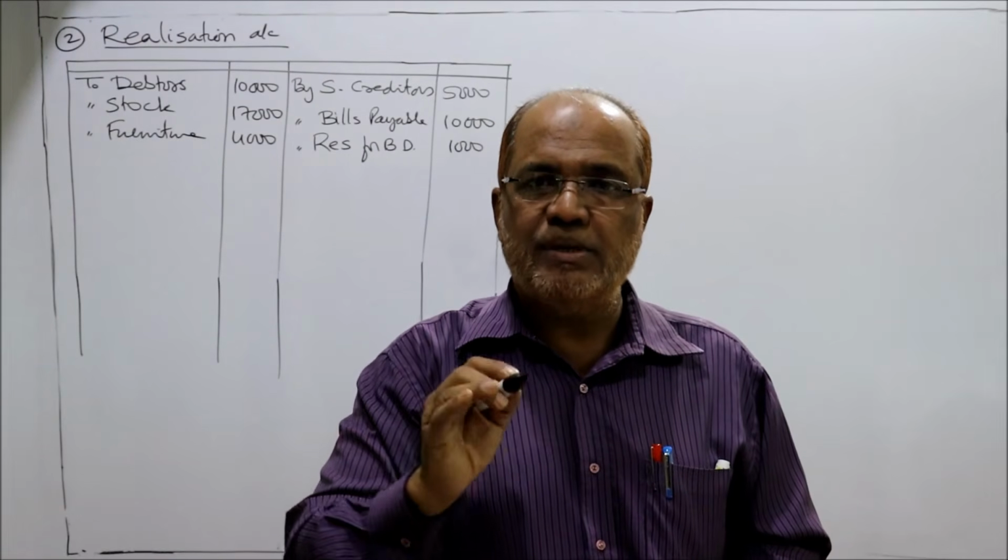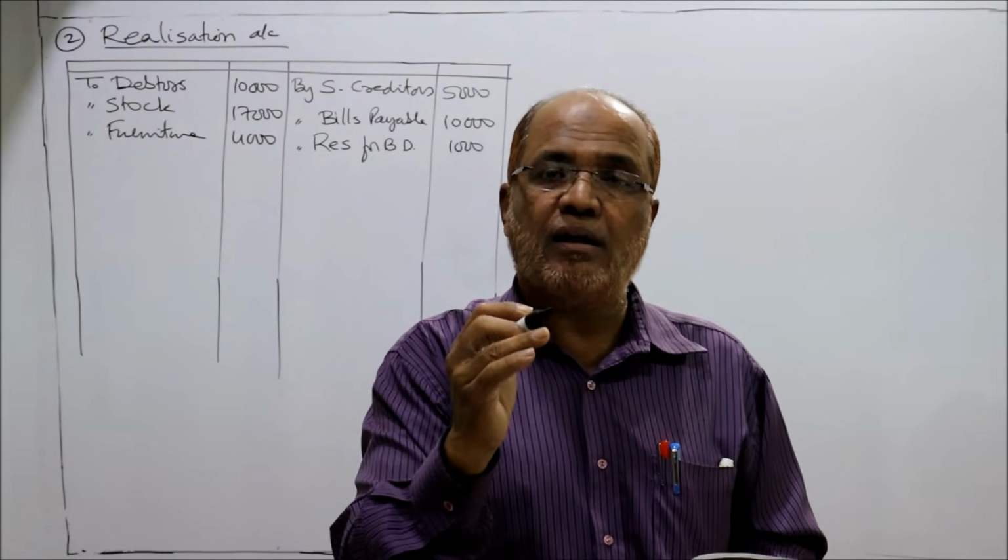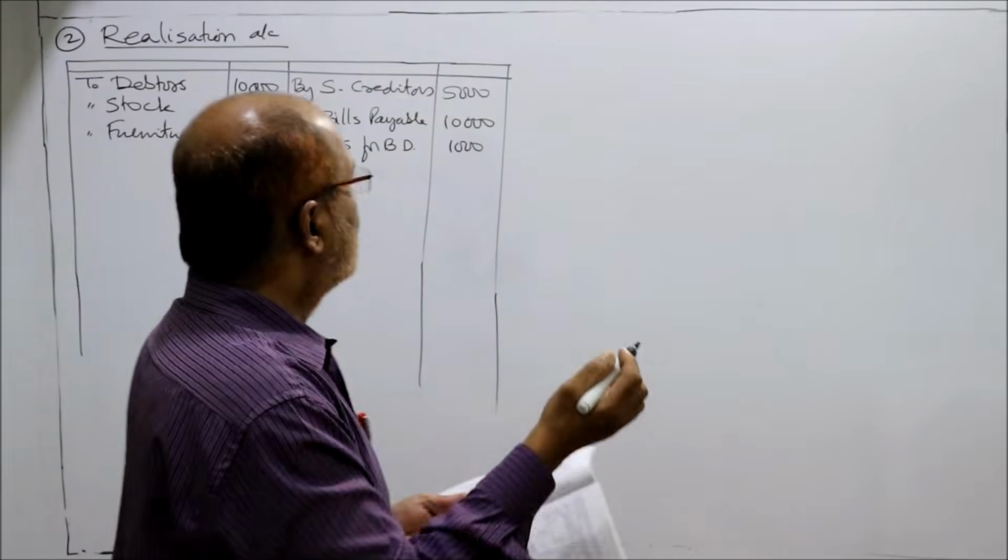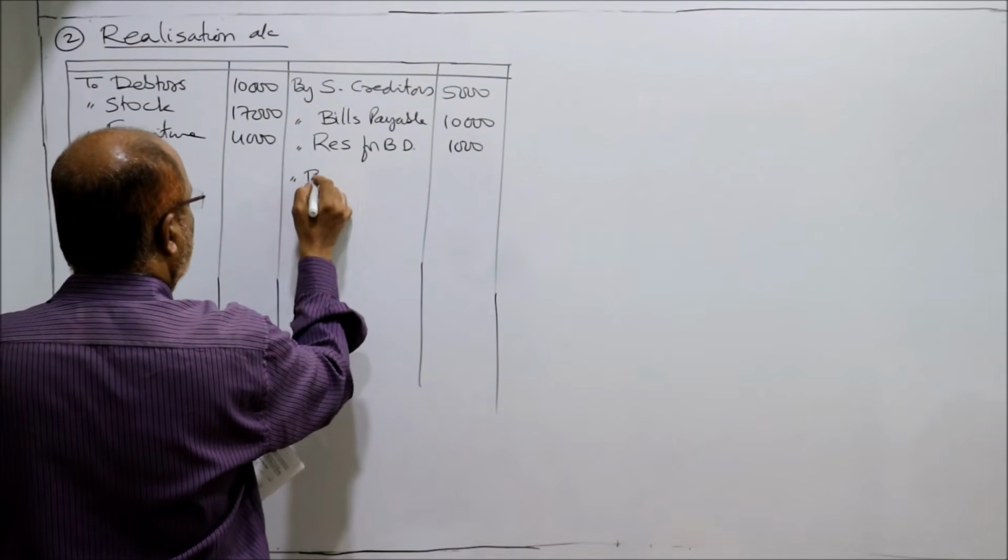Now the third entry will be sale of assets, bank account debit to realization. So realization account credit side by bank.